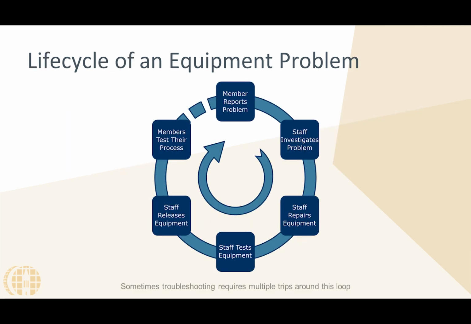So what happens when you report a problem? First, staff investigates the problem and tries to diagnose a cause. It is common for us to reach out to you and gather more information. We will attempt to resolve the root cause of the problem and then test the equipment operation. Once we are satisfied, we'll fix the problem report and release the equipment to you, the members. You can then run your process and see if the issue has been resolved.